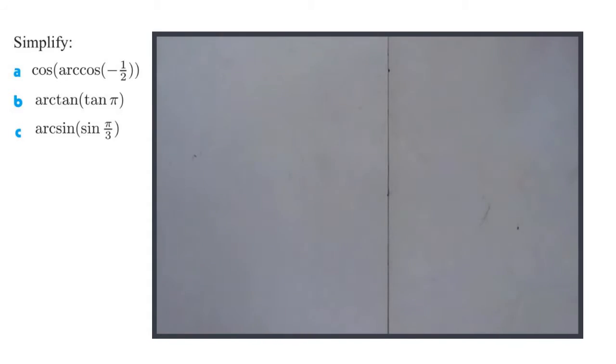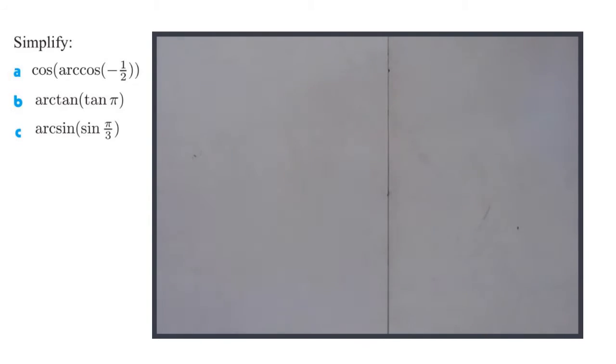Simplify cos of arc cos minus a half, arc tan of tan pi, and arc sine of sine pi by 3. So the first one, cos of arc cos minus a half. Now this is kind of a function inside a function. You're actually finding the function of the inverse function of the input.